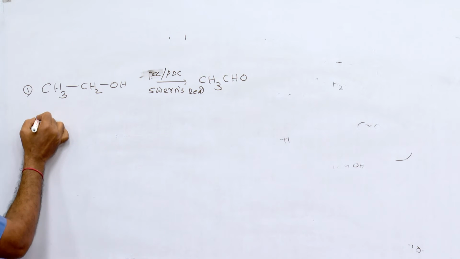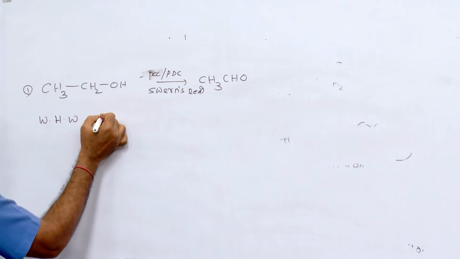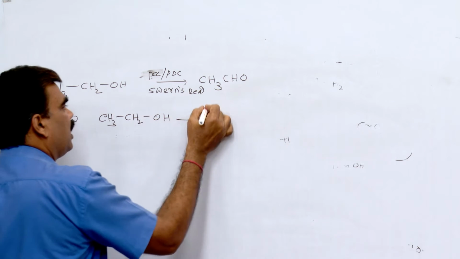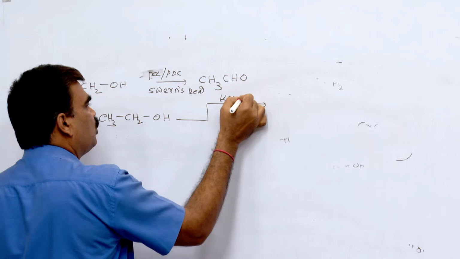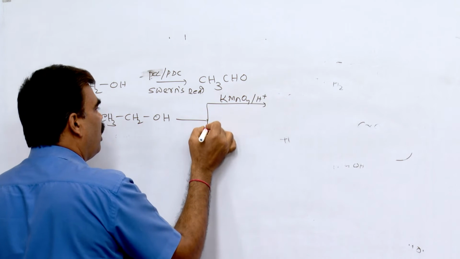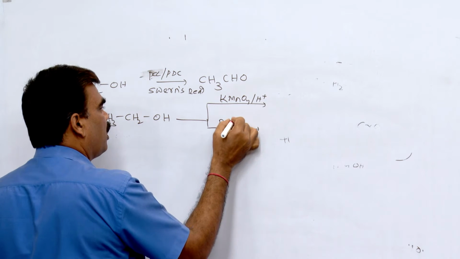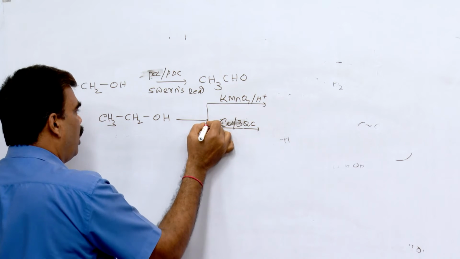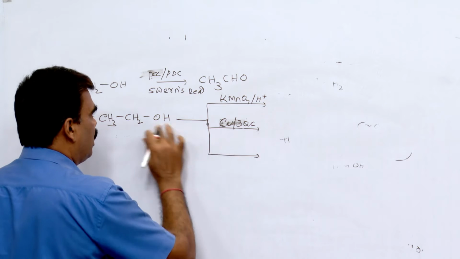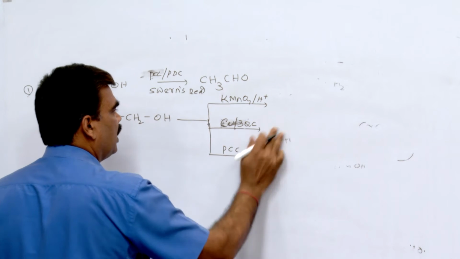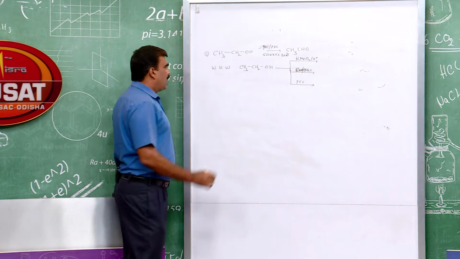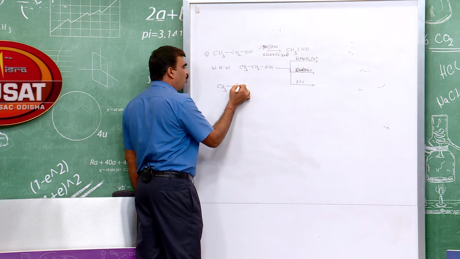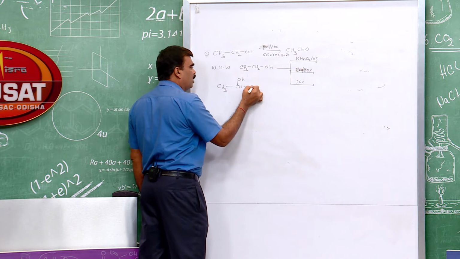What happens when ethyl alcohol is treated with acidified KMnO4 solution, or ethyl alcohol is heated with reduced copper at 300 degrees Celsius, or it is treated with your PCC. Just tell the reactions. Or how will you prepare ketone from isopropyl alcohol? How will you prepare acetone from isopropyl alcohol?